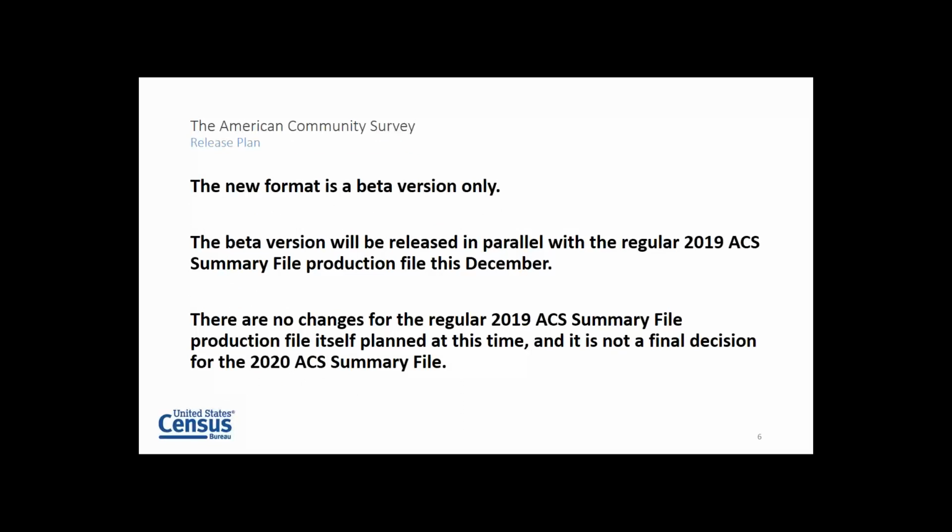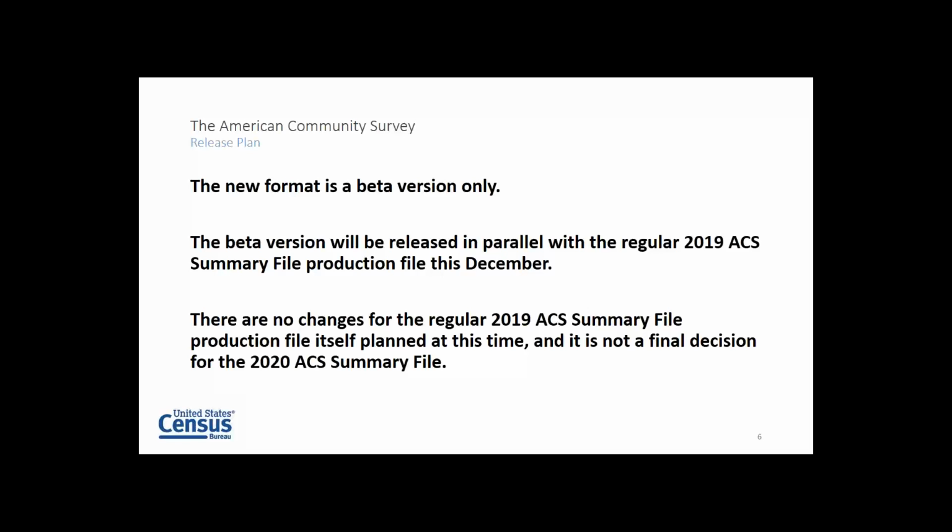I want to reiterate again, the test format that we are talking about today is a beta version only, and that will be released with the production file. The production file I'm mentioning is the file that you are already familiar with, which is the current format found on our FTP site. So therefore, the production 2019 ACS summary file will still be in the current format, but there will be a beta 2019 ACS summary file that data users such as yourselves can try out and then provide feedback on that.